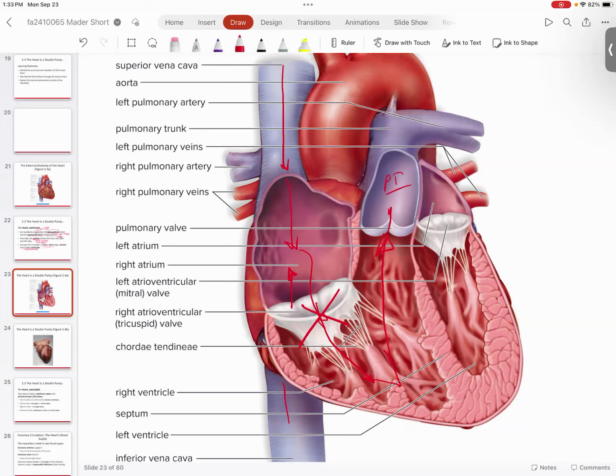That's where you are now. And the right ventricle pushes the blood through the pulmonary trunk and then into the right and left pulmonary arteries on the way to the lungs. Once they exchange oxygen for CO2, they're going to come back from the lungs through the pulmonary veins, and they're going to basically empty into the left atrium. And they're going to fill that up with blood.